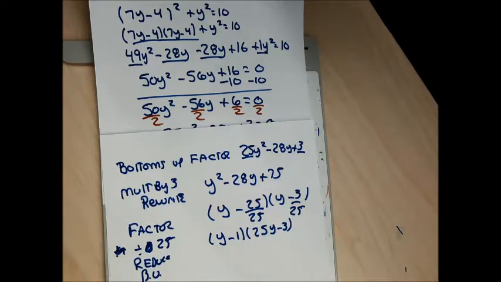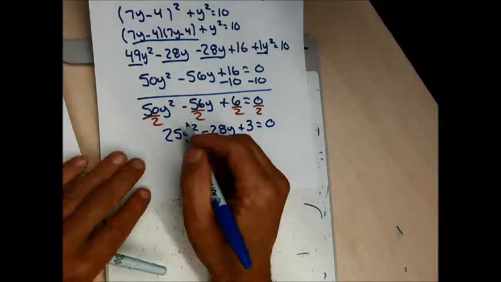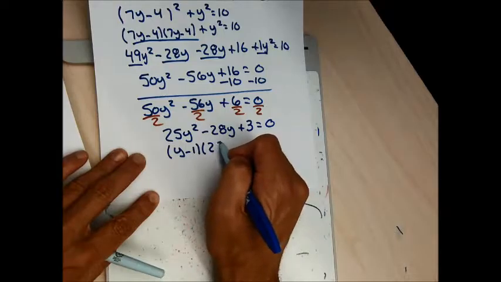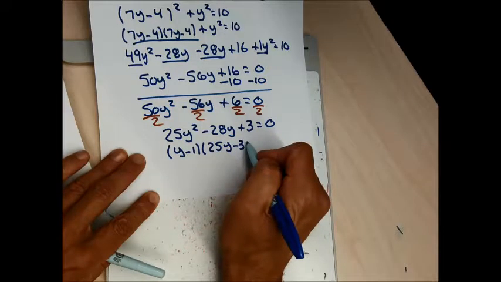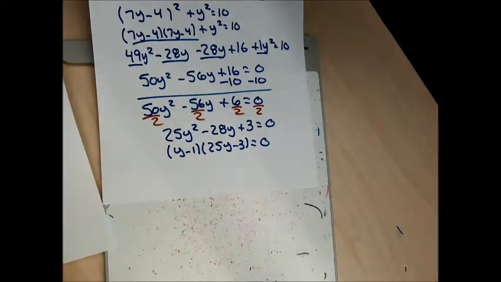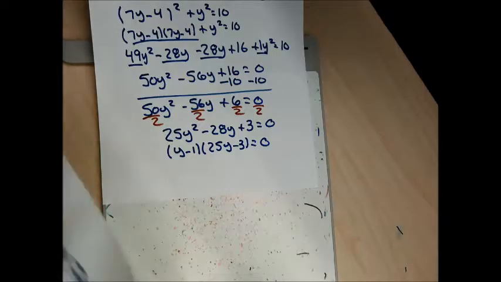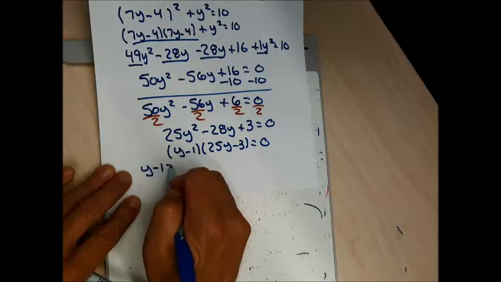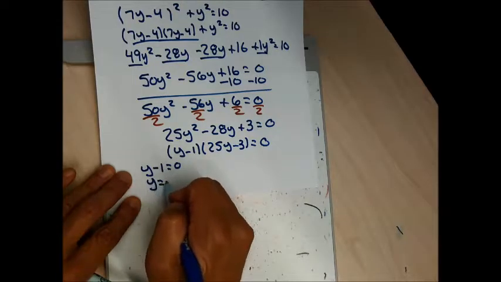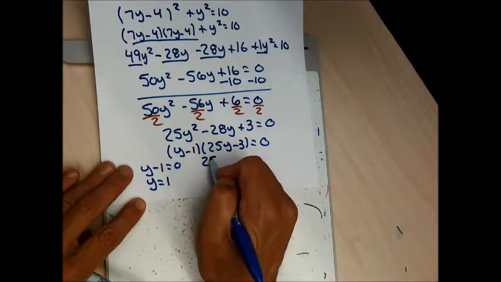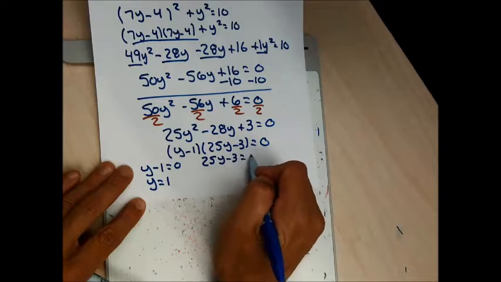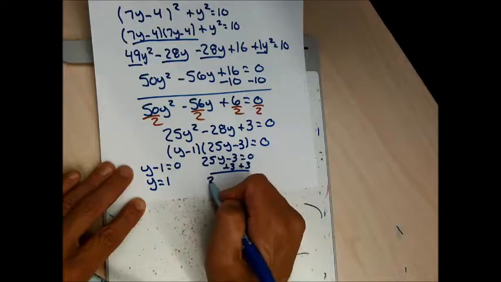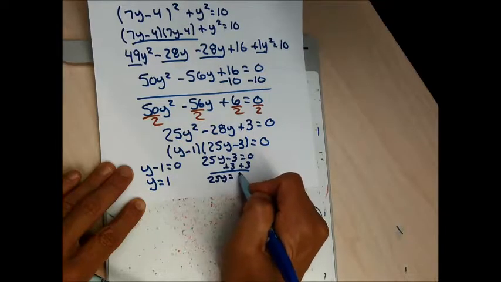So I did this all off to the side to make my work easier to follow. This is going to give me y minus 1 times 25y minus 3 equals 0. Now that I have this factored, I need to set each factor equal to 0. Setting the y minus 1 equal to 0, you get y equal to 1. Setting the 25y minus 3 equal to 0, you add 3 to both sides and get 25y equal to 3.